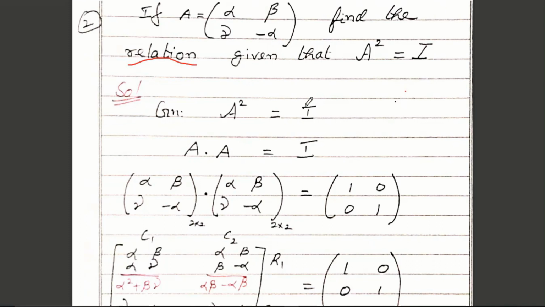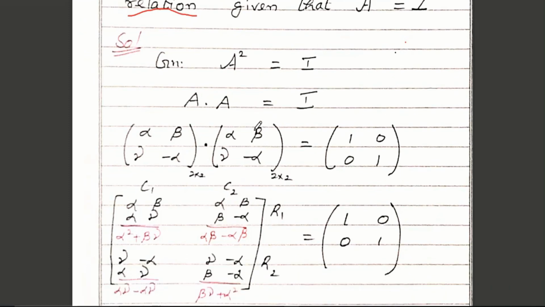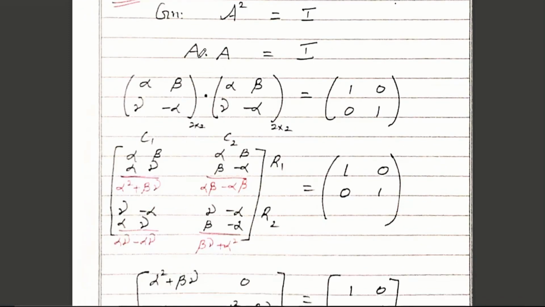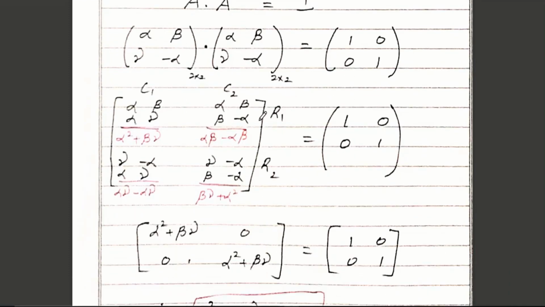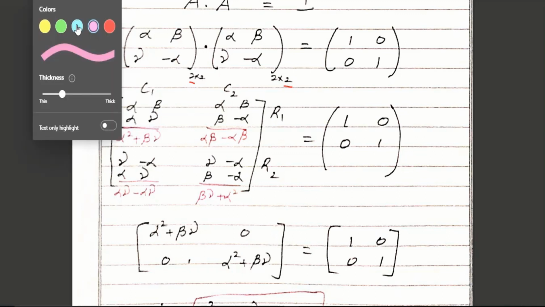Now A square equal to I. Obviously A square is not squaring every element again. So how to find A square, we have already taught. Now A square is A into A, we are going to multiply two matrices. When multiplication of matrices is possible, we have already covered in previous videos. So now the order of the resultant matrix will be 2 by 2. So I have generated a 2 by 2 matrix. Mention the row from the first matrix, and the column from the second matrix.